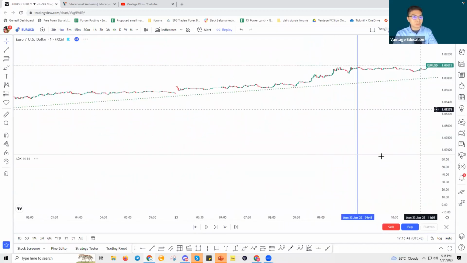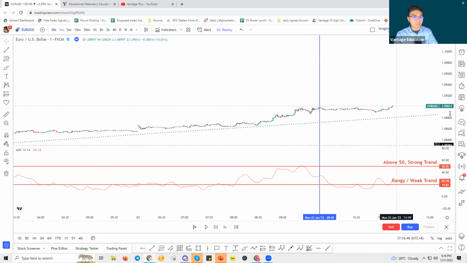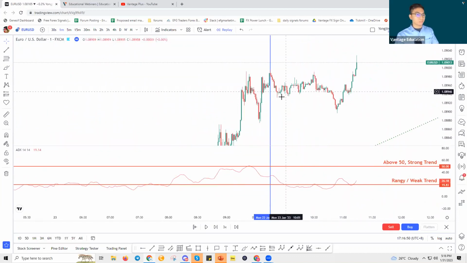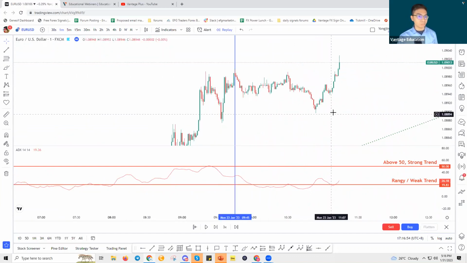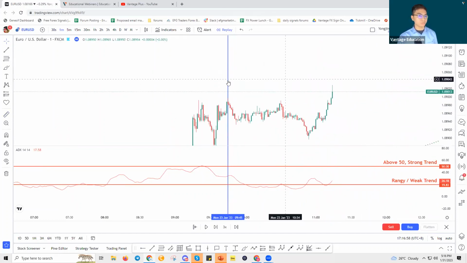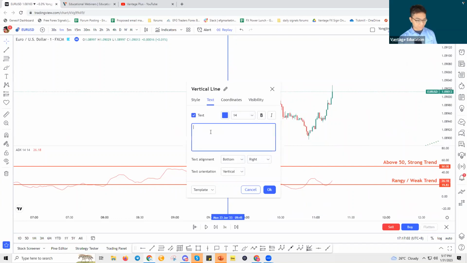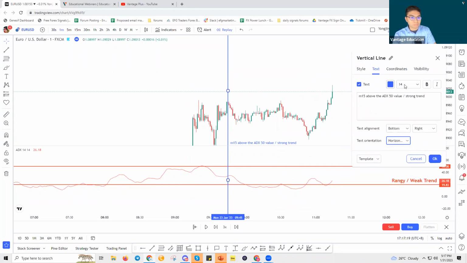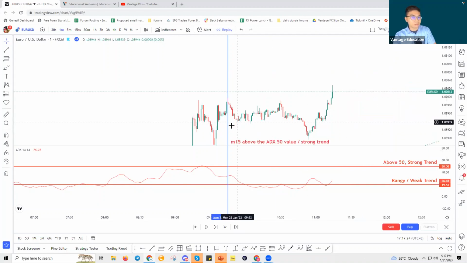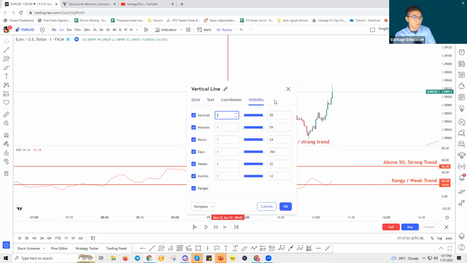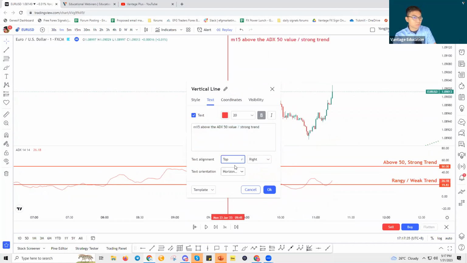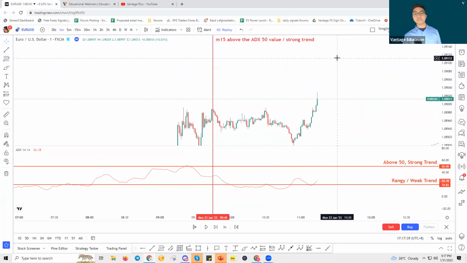I'll start moving towards the 1-minute chart, hopefully looking for some strong, nice entries that we can take a look at. So in this particular case, price went up quite high. Let me just write this out. It's above, on the M15, the ADX 50 value, a strong trend. Let me draw a horizontal line and turn it red. M15 line. Should I put it on the top? Okay, top right. So M15 above the ADX 50 value, indicating a strong trend.